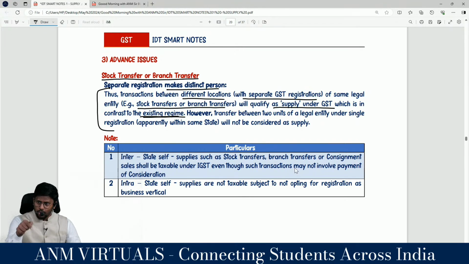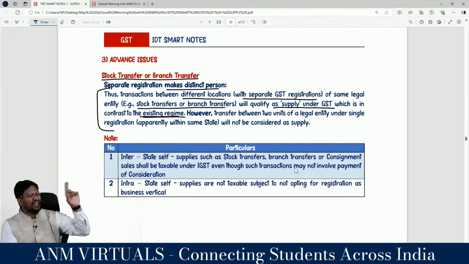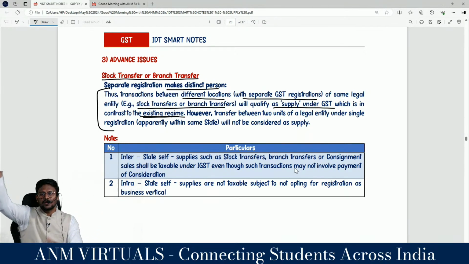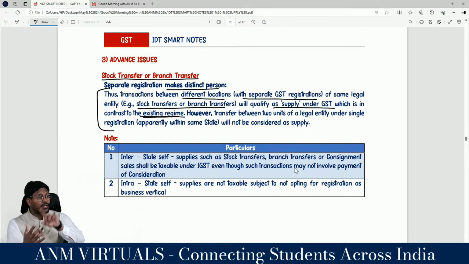Sometimes I keep one registration in Tamil Nadu and another registration in Kerala. Both are held by me, but it should be treated as a distinct person. If I am moving goods or services from Tamil Nadu to Kerala, the consumption is going to happen in Kerala. So it has to be treated as a distinct person, and I have to collect tax and deposit IGST to the central government. The central government will take 50% and the remaining 50% will be shared with the respective state government. For that one thing to work out, this much struggle is needed.